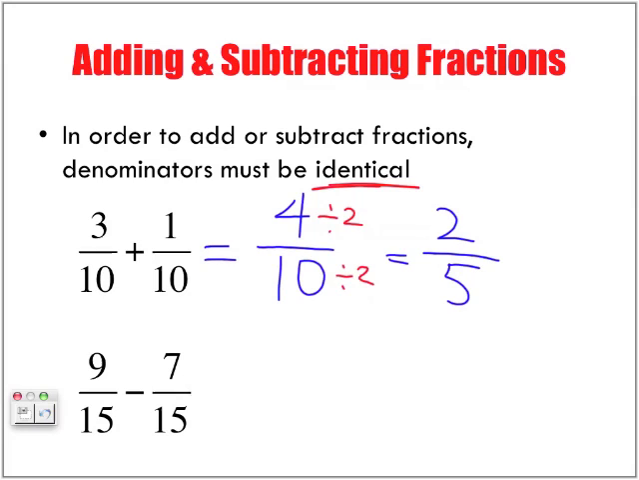Bottom one, let's simplify it. When we're subtracting fractions, same rule. The denominator has to be exactly the same. They're both 15. That doesn't change. The denominator doesn't change. 9 minus 7 is 2. Can I simplify that any further? No. There's your answer: 2 over 15.